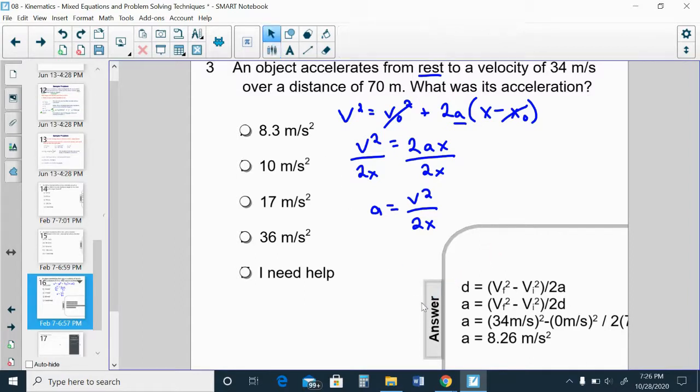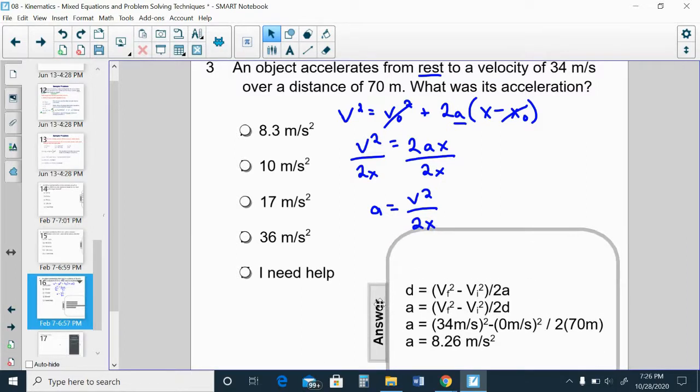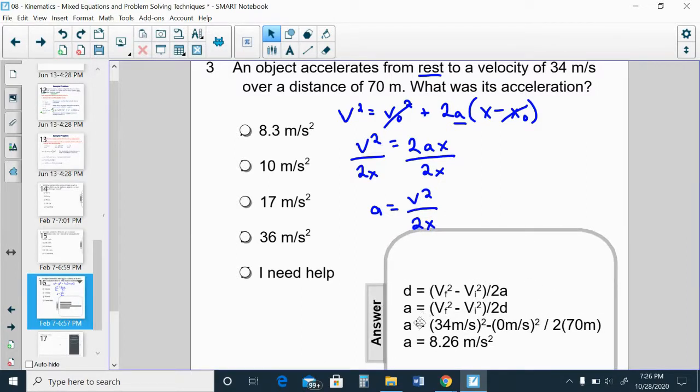Once you put in the numbers, so we have 34 meters per second, and then you have to square it, don't forget, divided by 2 times 70 meters, you end up with the acceleration of 8.26 meters per second squared.